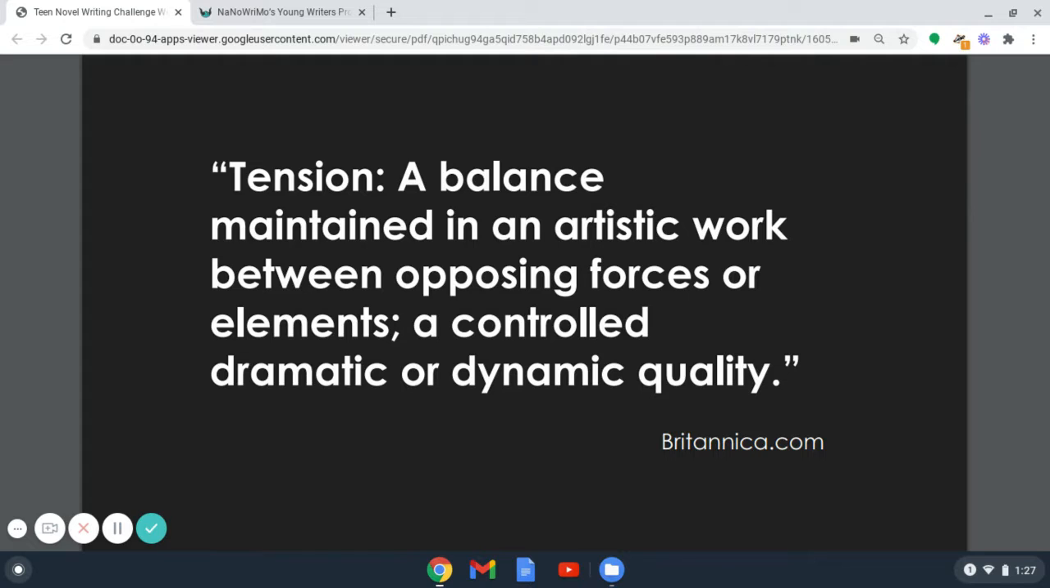And opposing forces or opposing elements, which may be slightly different, but you want to think about when you're trying to raise those stakes or create more tension, what happens if that balance that we're talking about shifts one way or the other.